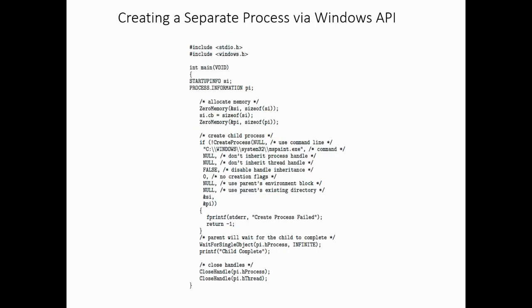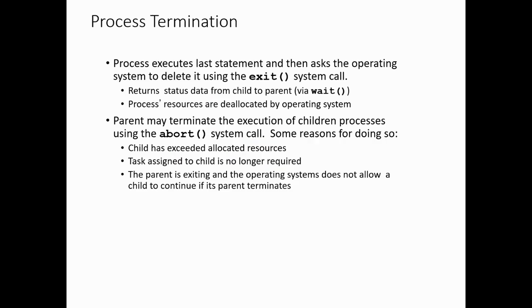Okay, so this is what we can use with the help of the Windows API, right? With windows.h as the header file, we can create a process. Now, so far we learned about one single operation of the process, which is process creation using the fork system call and the exec system call.